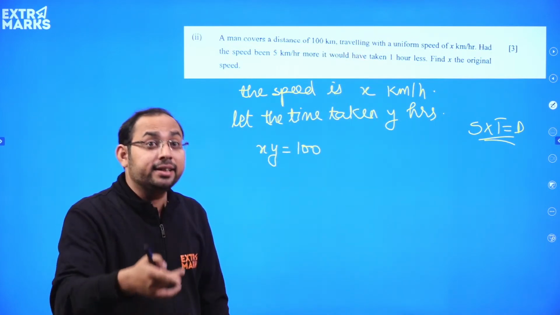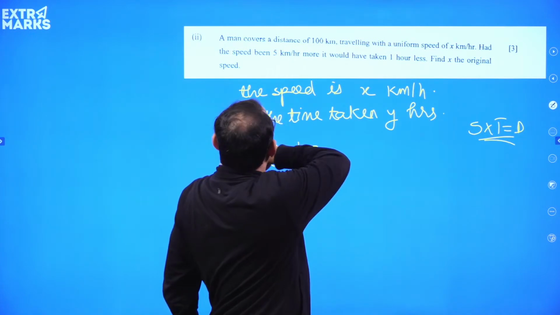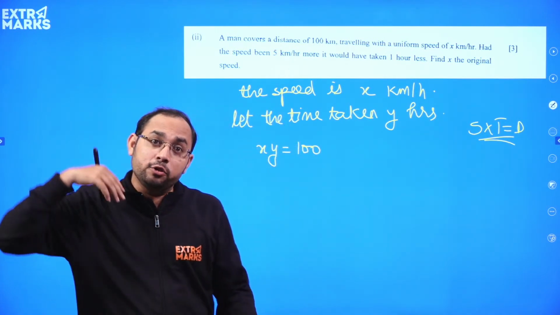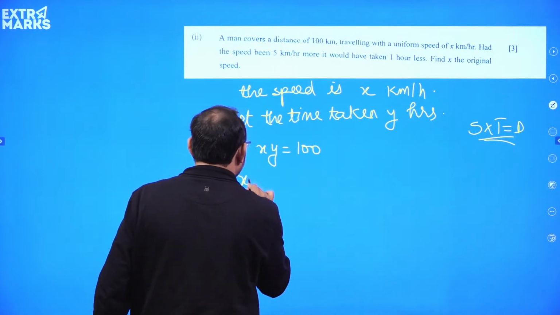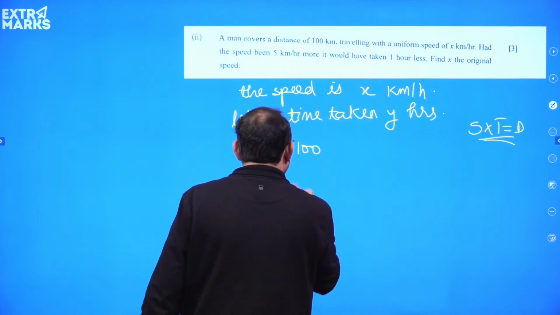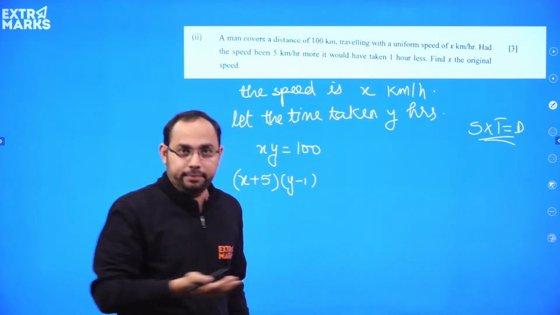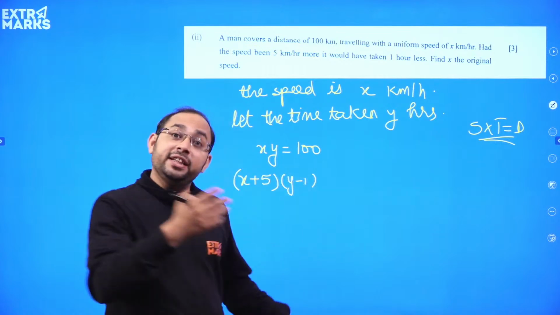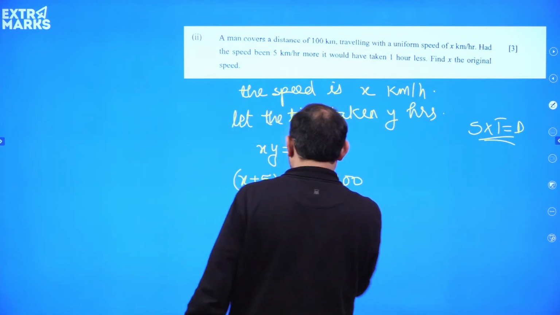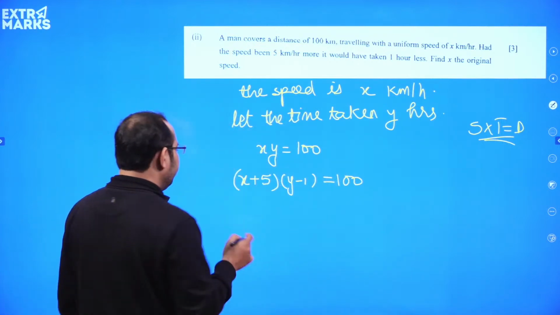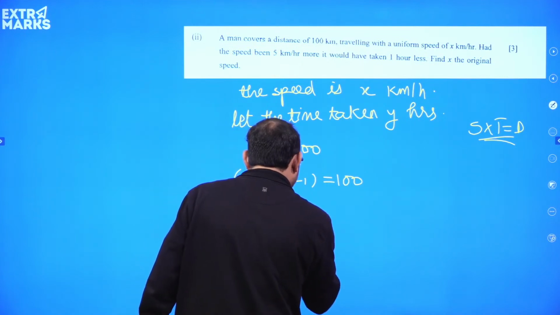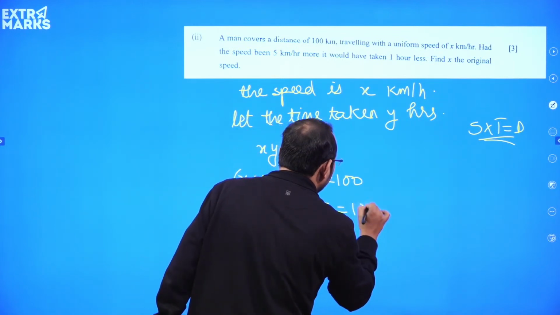Okay. Now what they are saying is that if I increase the speed by 5 kilometers per hour, the time required will reduce by 1 hour. So it becomes y minus 1. Right, simple. Still the distance is 100 kilometers only, so speed into time is still 100. Let's solve this. Let's see where it takes us. So (x plus 5)(y minus 1), that is xy plus 5y minus x minus 5, equal to 100.